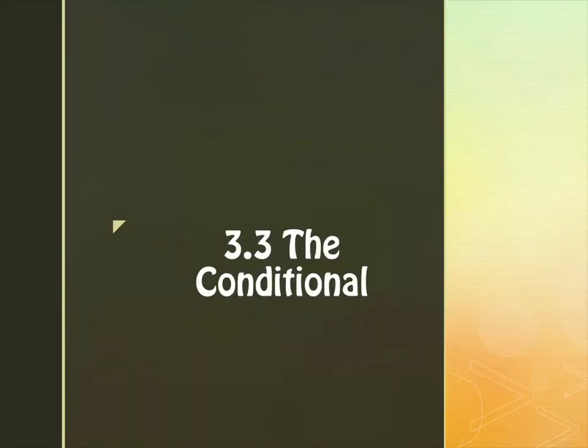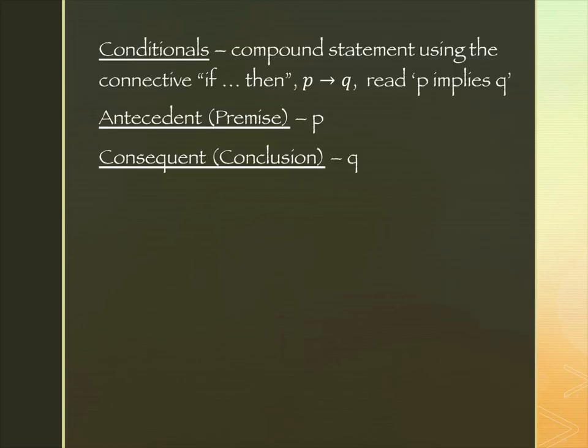Section 3.3, we're going to be taking a look at our last type of compound statement, which is called the conditional. If you remember, the conditional was the ones that we mentioned last time that are if-then statements. So conditionals have that form, if-then, and the notation that we mentioned but didn't really do anything with last time is that it's an arrow. So you have a P, arrow, Q, and sometimes we read this as P implies Q.